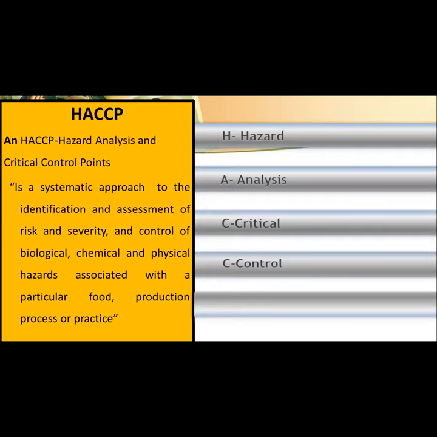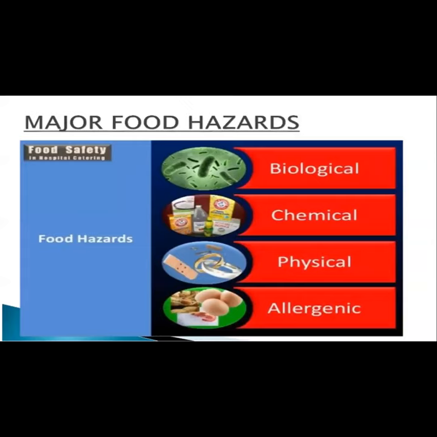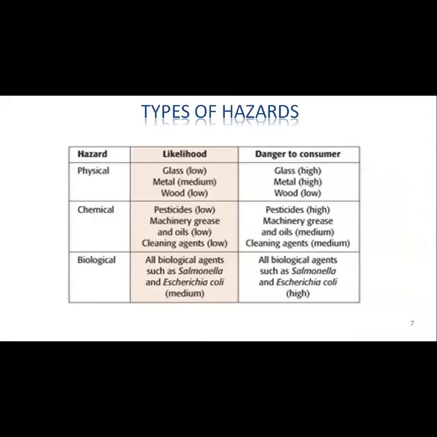So let's know about HACCP. HACCP is Hazard Analysis Critical Control Point. HACCP hazard analysis is a systematic approach to the identification and assessment of risk and severity, and control of biological, chemical, and physical hazards associated with a particular food production process or practice. If we bifurcate the hazards into categories, there are four types: first biological, chemical, physical, and allergens. Now allergens are also added as a hazard. So let's see the details.